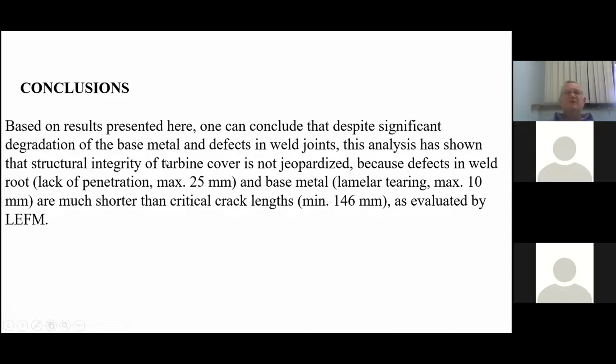So from that point of view, we can conclude, as written here, that both lack of penetration with maximum 25 millimeters of length and lamellar tearing in the base metal with maximum 10 millimeters are much shorter than a critical crack length. So we could explain why this cover survived 40 years. In some other presentations, at other conferences, we will present also fatigue crack growth analysis, but for today, I think we had enough. Thank you.